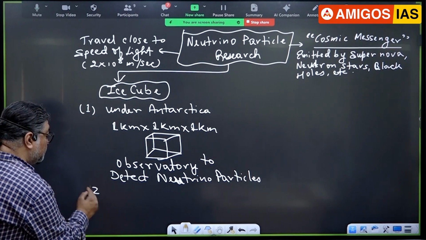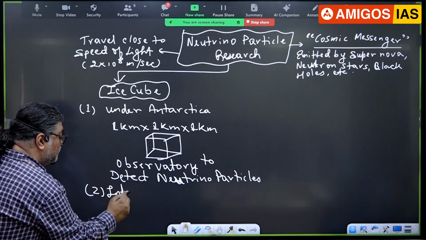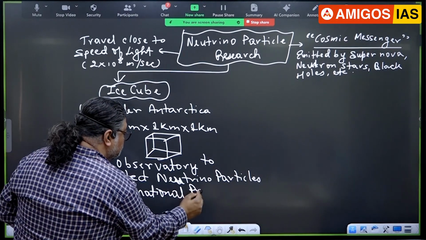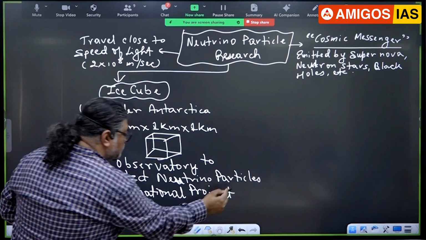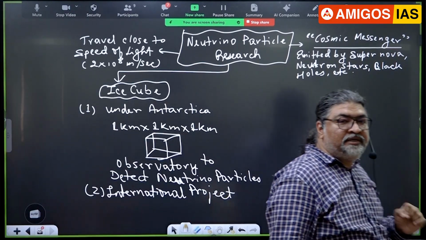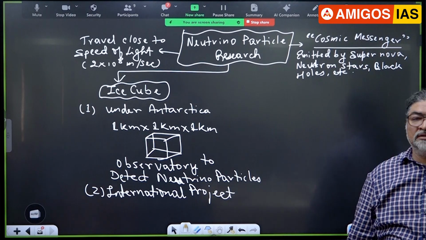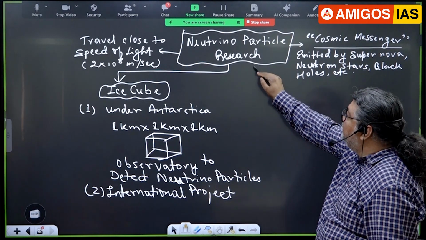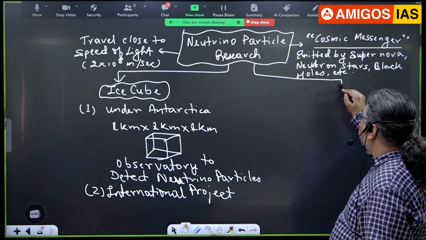Now it is an international project, remember that. A team of scientists from worldwide are studying neutrino particles. Now what I'm bringing here, which is very, very important, you are aware of it.